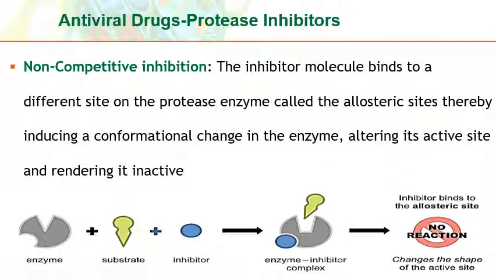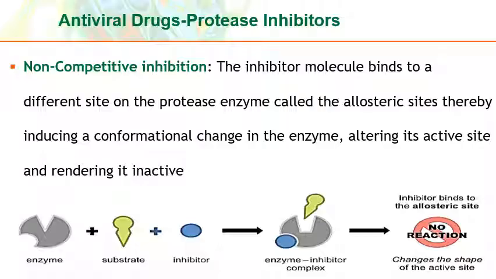For the non-competitive inhibition, the inhibitor molecule binds to a different site on the protease enzyme called the allosteric site, thereby inducing conformational changes in the enzyme. Now, allosteric sites are special locations of proteins, particularly enzymes. They are distinct from the active site where the main function of the protein takes place.